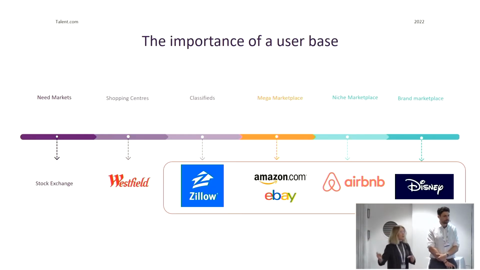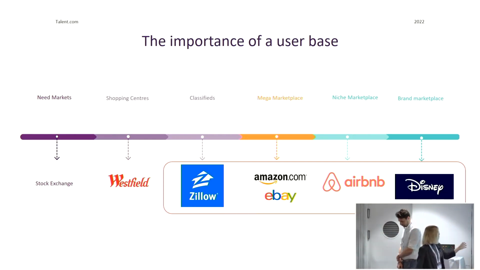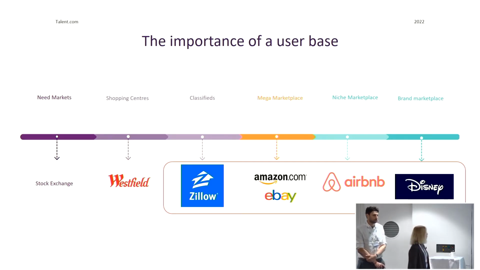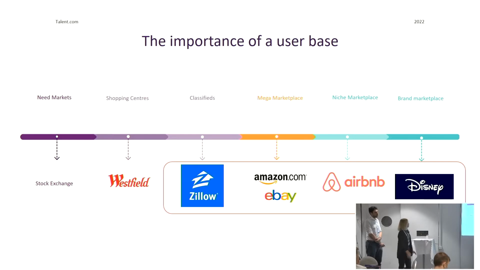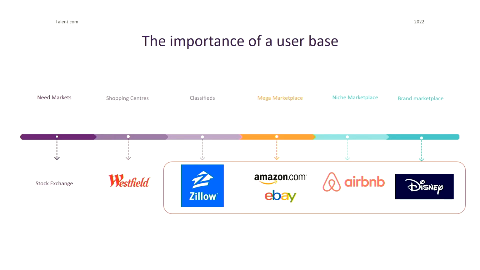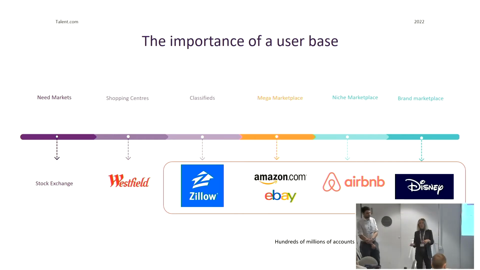Circling back to what marketplaces used to be, maybe the first one was a neighborhood market, then the stock exchange, and over to shopping centers, etc. You can see that here really nicely, and to the right you see the bigger ones. They all have something in common. This slide is telling you what they have in common, and that is that they have hundreds of millions of accounts worldwide, and that is not a coincidence. So this is why we're focusing on that one today.